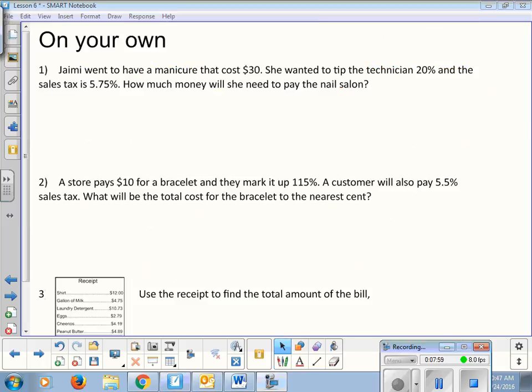Your on-your-own questions have 2 steps to them. So you're going to determine which percent you need to apply first, and then solve for your answer.